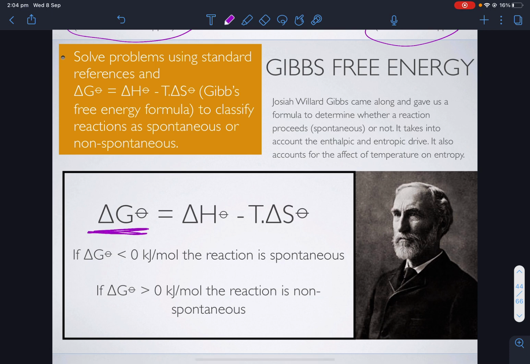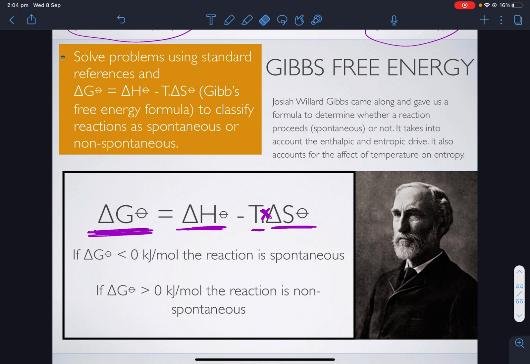This change in energy, which is Gibbs free energy, is a combination of the enthalpy and the entropy, but the entropy is multiplied by the temperature in Kelvin, and there's a minus. So it's the enthalpy minus the temperature times the change in entropy, and what it comes down to at this beginning stage is, if the value that you get out of it, the delta G, is less than 0, the reaction is spontaneous.